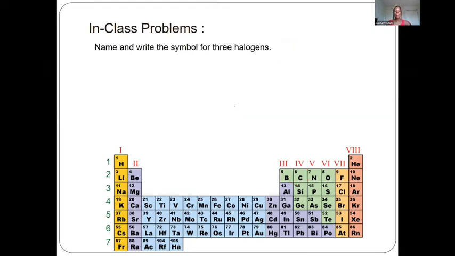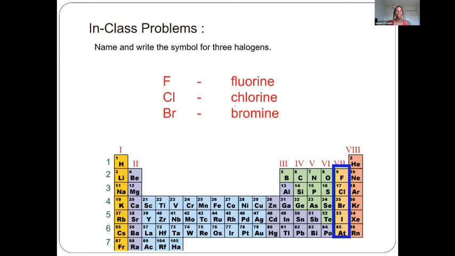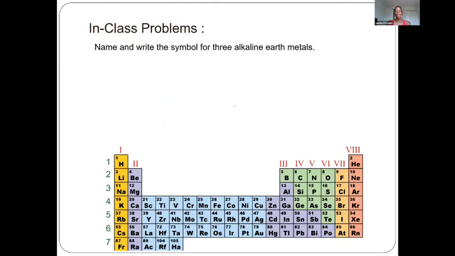Okay, let's try a few examples with our naming or identifying based on what group they're found in. So here it says name and write the symbol for 3 halogens. So remember, our halogens represent group 7. So we could write down any of the following. We could write down fluorine, chlorine, bromine, iodine, astatine, as such.